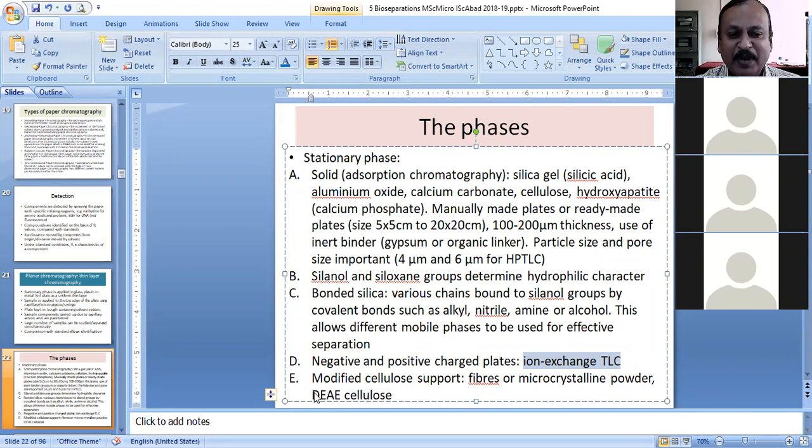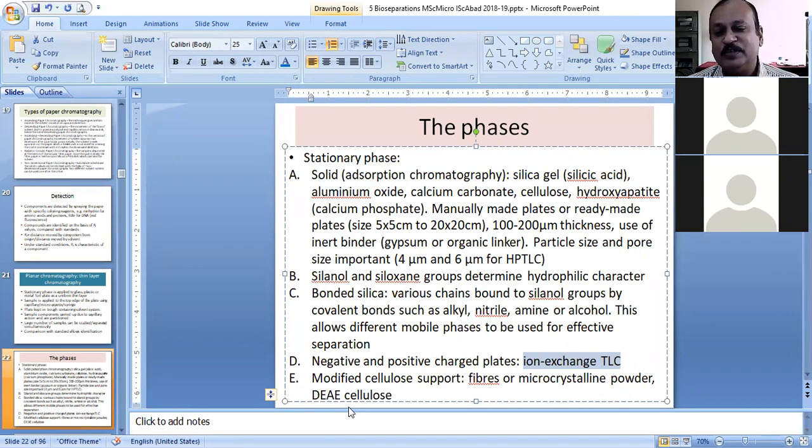And just as an example, I can tell you that DEAE cellulose, that is diethylaminoethyl cellulose, is a type of cellulose which carries a positive charge. So negatively charged molecules such as DNA or RNA can bind to this kind of cellulose, and therefore we can get good separation of the nucleic acids. Okay, then we go to the next slide.